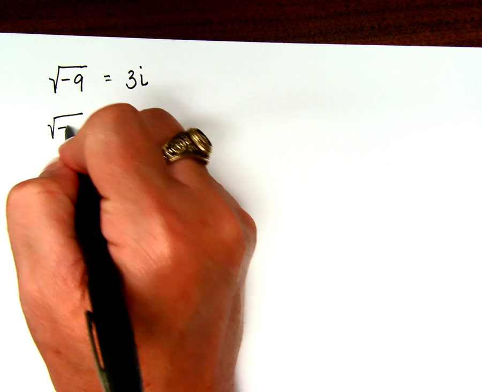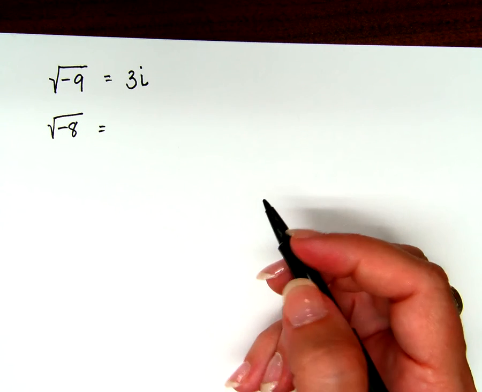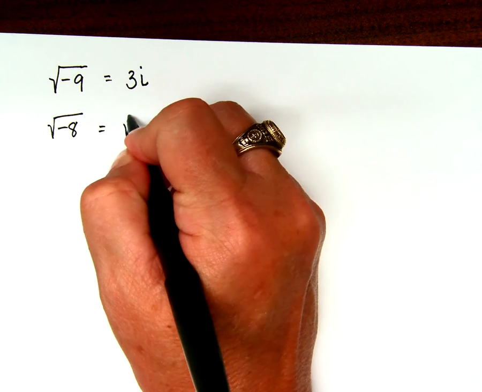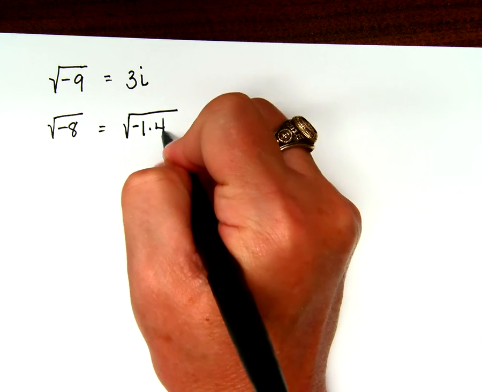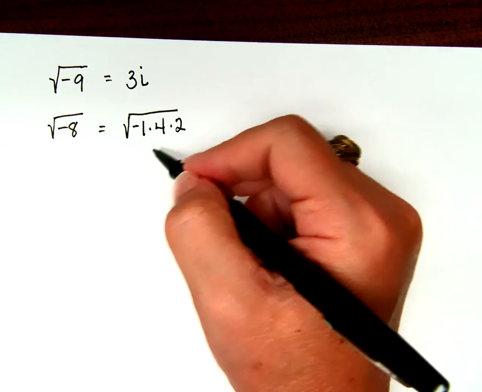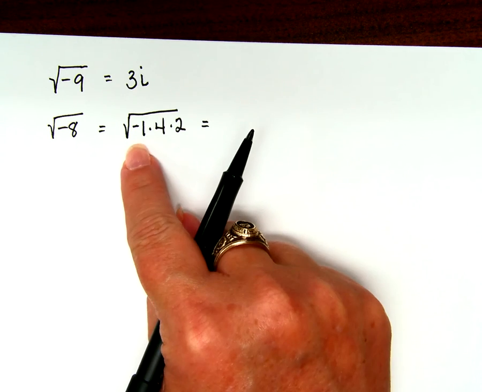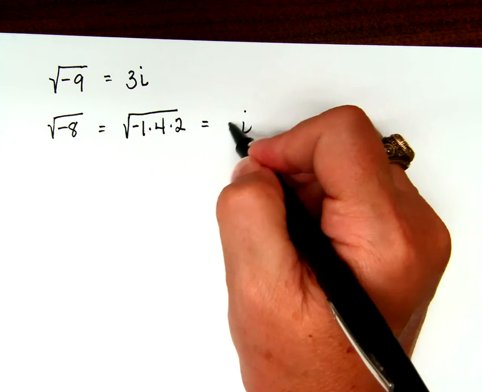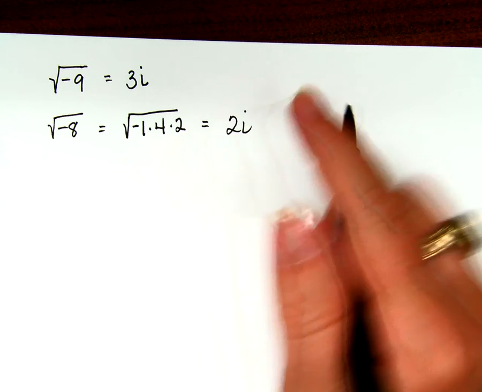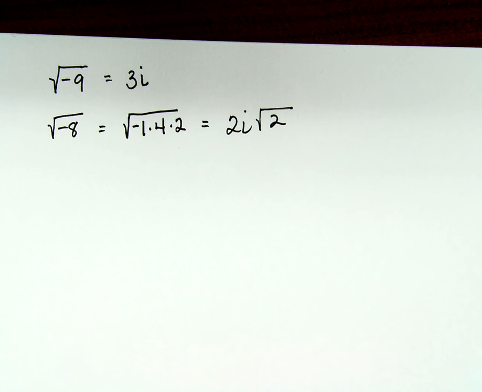What about the square root of negative 8? That's not as easy, is it? Well, let's break it down into its parts real quick. Isn't this really negative 1 times 4 times 2? And don't I know some of the square roots of those? What's the square root of negative 1? i. What's the square root of 4? 2. What's the square root of 2? I don't know either. That's simplified all the way.